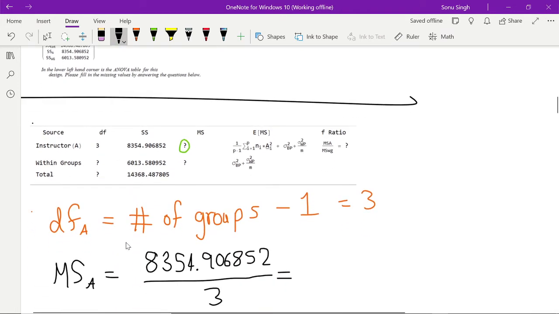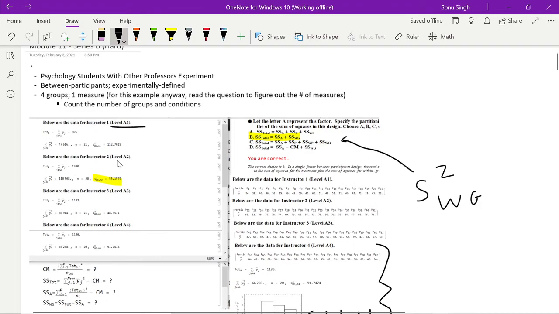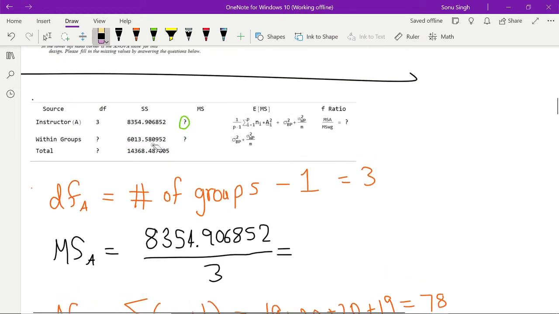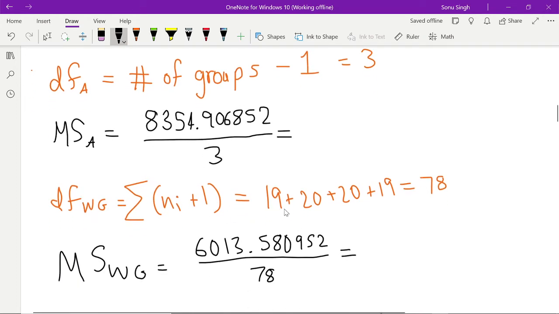Okay, for this one, I kind of got lazy and input the thing already. It's 3 because we have already established up here it was 4, because 1, 2, 3, 4. We just subtract it from 1 and we get 3. So it's 8,000 whatever divided by 3, MSA. This one's the same thing. 19 plus 20 plus 20 plus 19, and 20 plus 21 plus 21 plus 20, which actually gives you, let me check real quick, I think it's 82. Yep, it gives you 82.